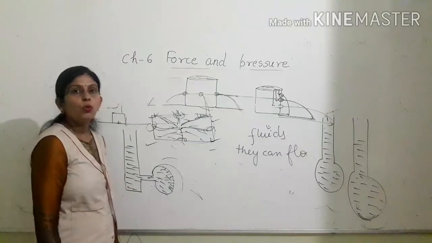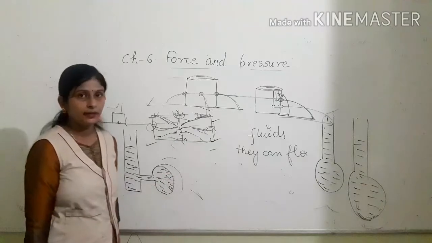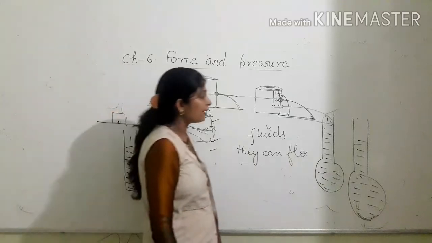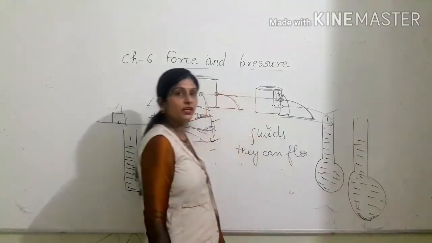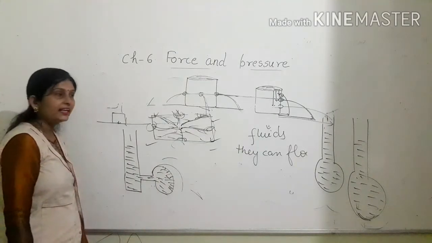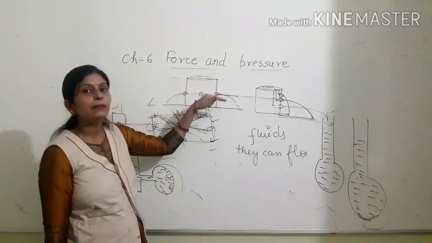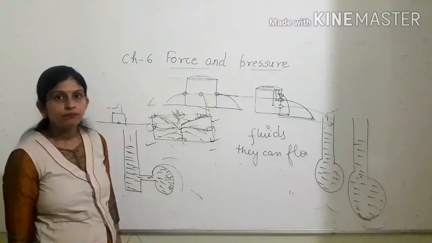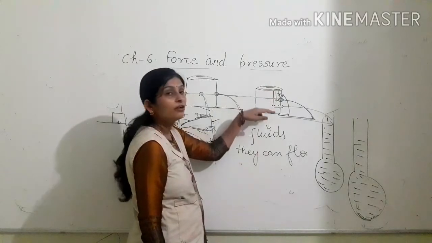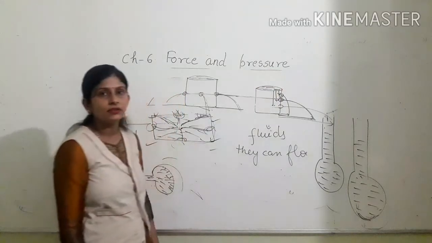So, overall, what are the important properties of pressure exerted by liquids? First one, liquid not only applies pressure in the downward direction but it also applies pressure sideways. Secondly, pressure exerted by liquid at a given depth, at the same depth, is the same. Third one, pressure exerted by liquid increases with increase in depth and decreases with decrease in depth.